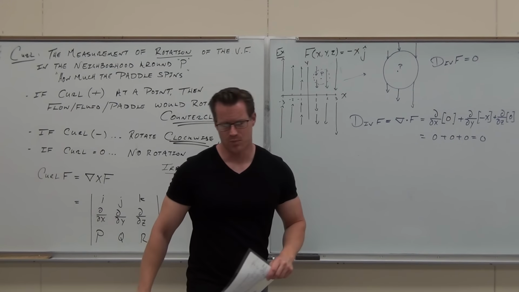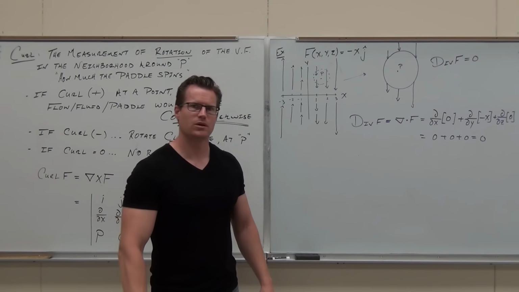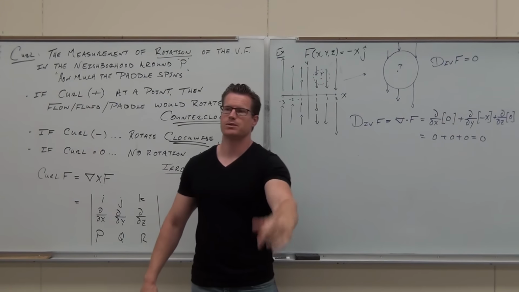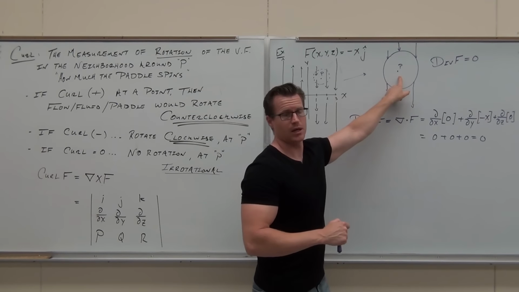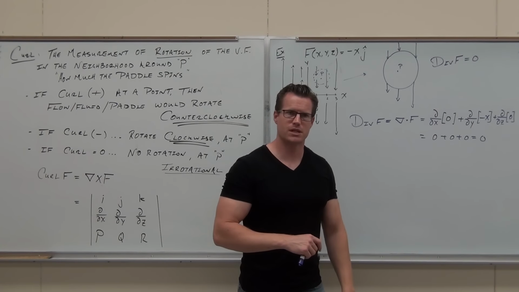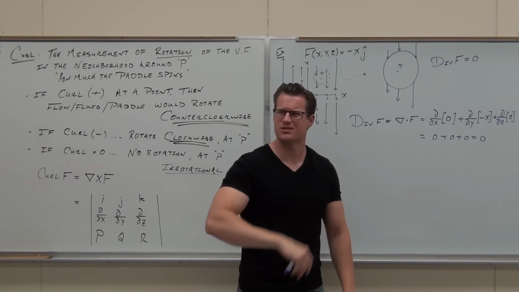What's the other measurement? We got to talk about the curl. Now, I want you to look at the picture again. Same picture, same vector field. Think of what's happening. Here's the point. What would happen here? Would the fluid rotate around the point? If so, how would it rotate? Do you think it's going to rotate?